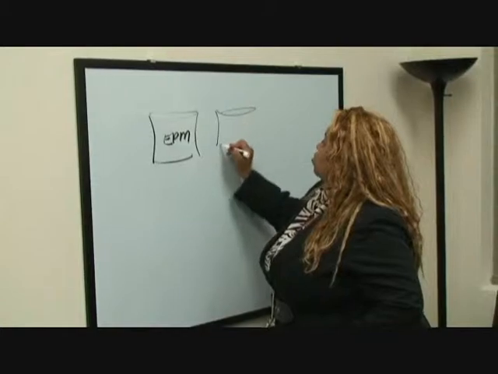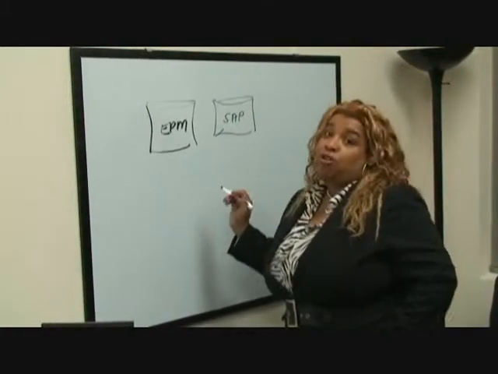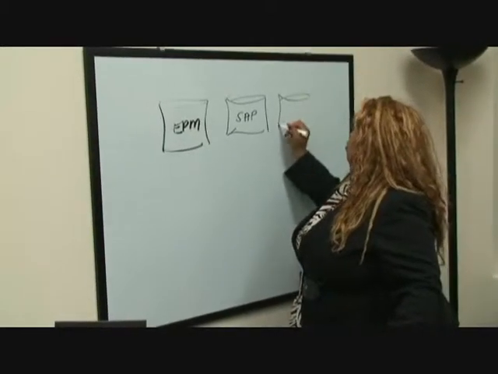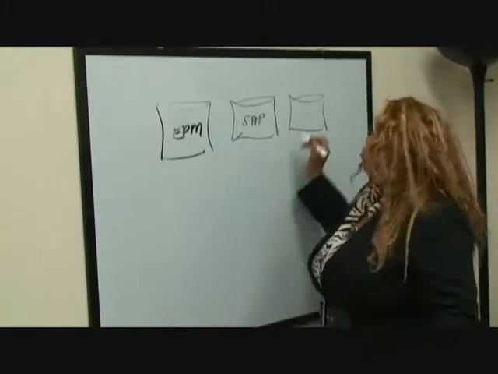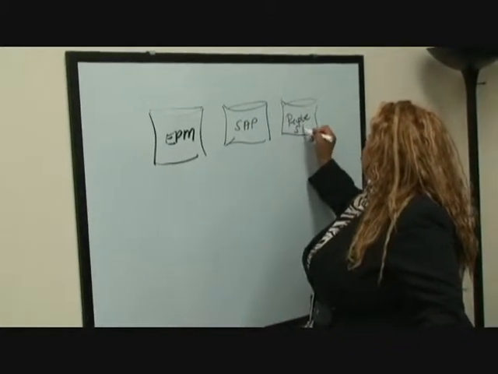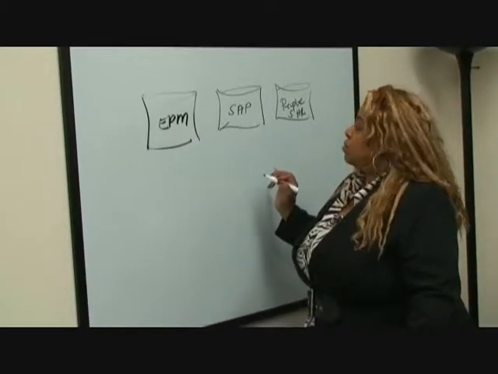The next product that goes along with the EPM is your financial system. You may have heard of SAP. That's also a famous system. You have your human resources system, which we talked about earlier, and there's a very famous one called PeopleSoft HR. That's also a very good system. It holds all of your resources.